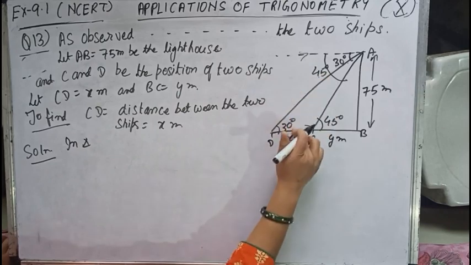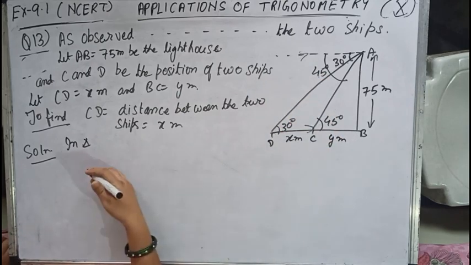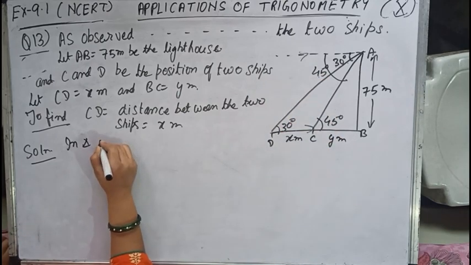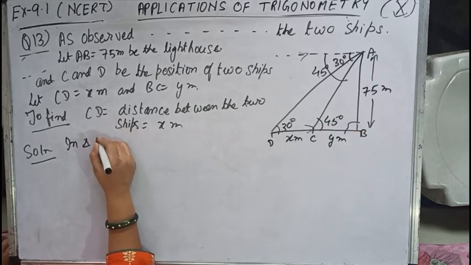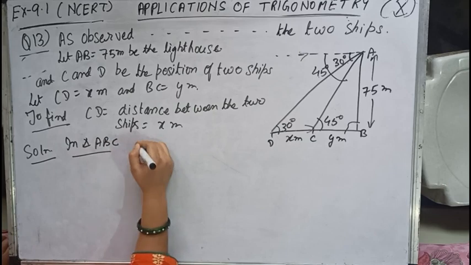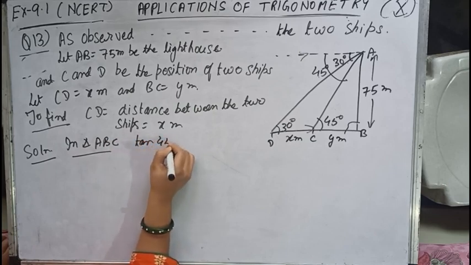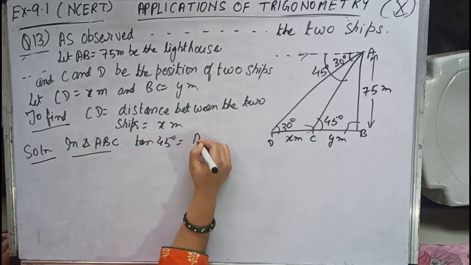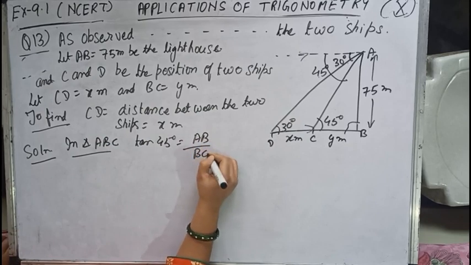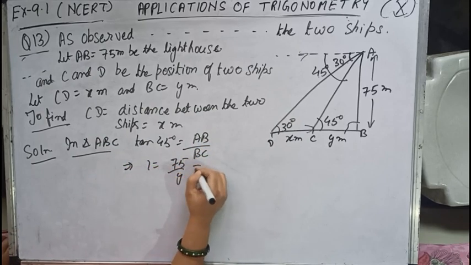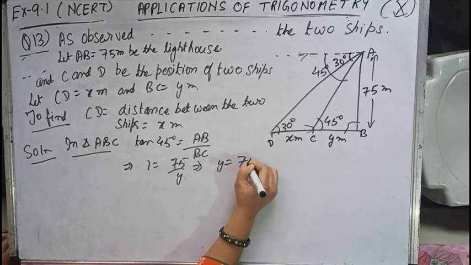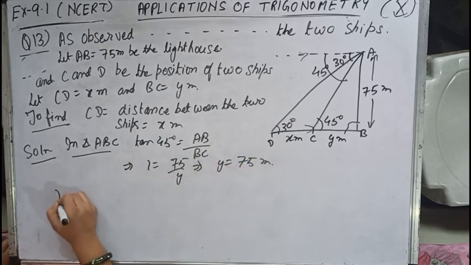I mean how this angle is 30 degree and how this angle becomes 45 degree. So in triangle, let us make 90 degree. In triangle ABC, tan of 45 degree equals AB by BC. This implies 1 equals 75 by y. This implies y equals 75 meter.